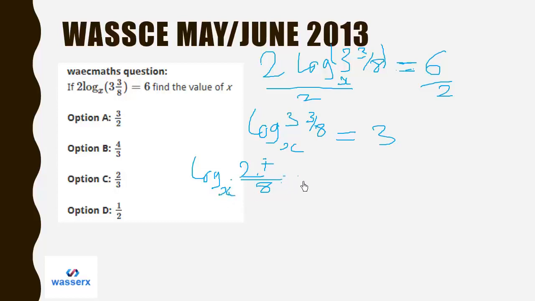is equal to 3. We have several ways that we can proceed from here, but the simplest one is to write this as an index equation. So we can write this as 27 over 8 is equal to x to the power 3. So you can review that. So that is the relation between logarithm and exponential equations.